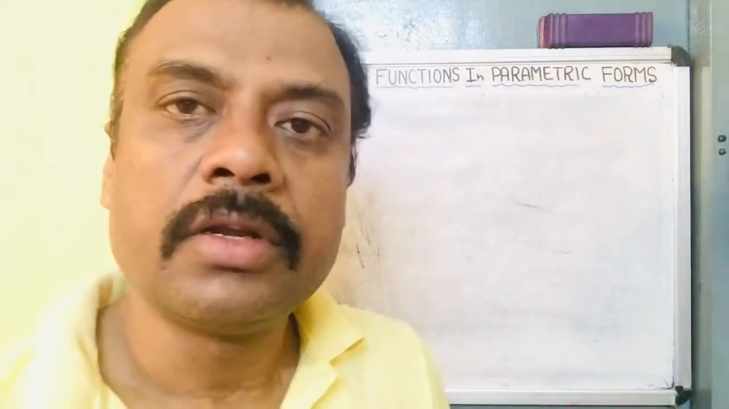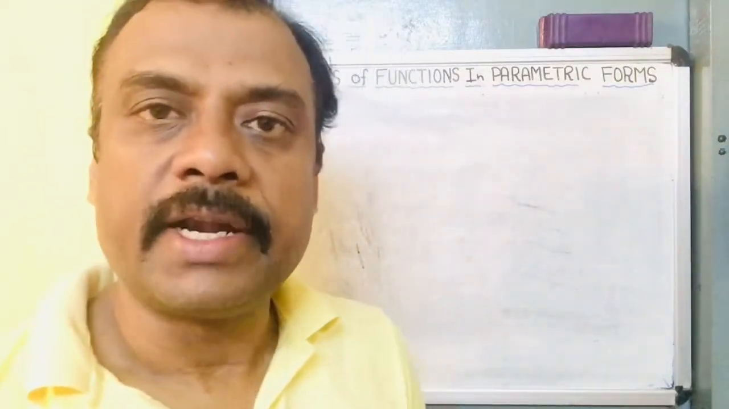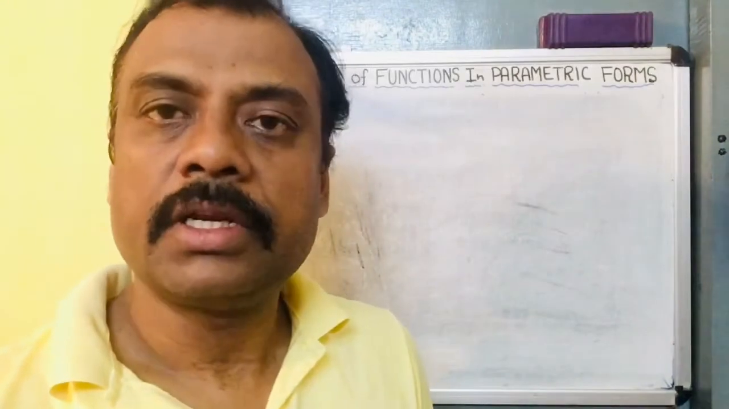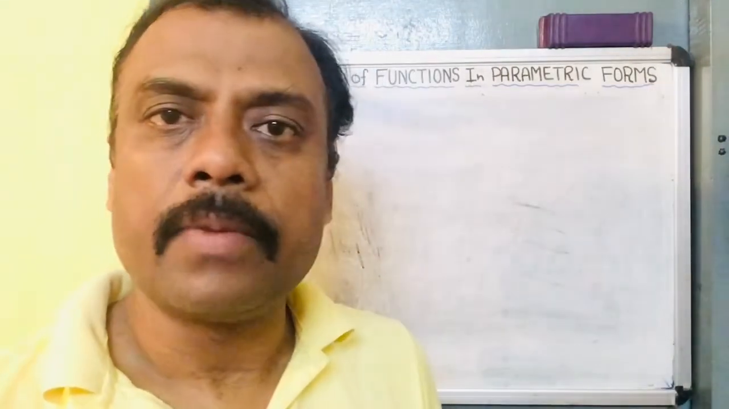Hello everyone. Today we will discuss the derivative of a function in parametric forms. Before that, we must know what parametric form is. Sometimes the two variables are not directly linked; they are linked with the help of some third variable, and that third variable is called a parameter. Let us have an example.